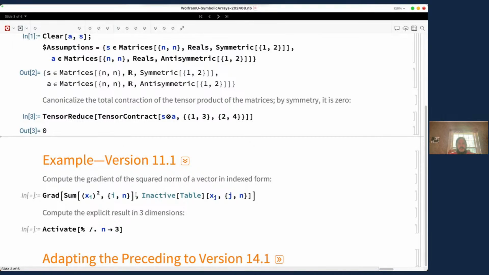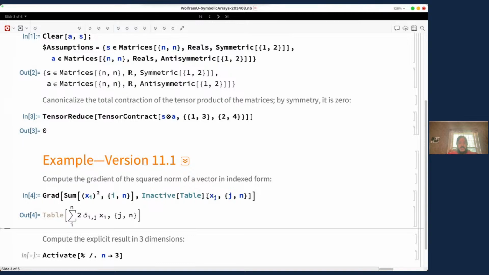So here's an example. We have the squared norm here. What's the squared norm of a vector in terms of components? Well, it's the sum of the x_i from i equals 1 to n. And here I've used a subscript to represent the components. And then I'm going to take the gradient with respect to x_j. And it's an inactive Table, meaning it's almost a list, right? It's a component of a list which goes from 1 to n. That's the {j, n} here. So if I do that, I get this table, and I get a component here. Well, if we did the sum, then this would be 2 x_j.